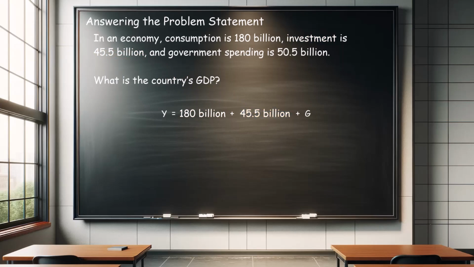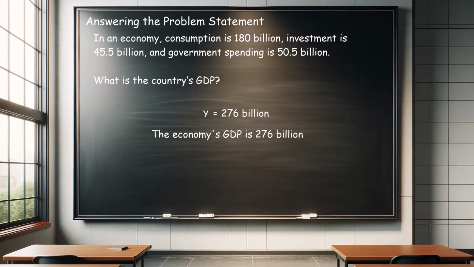Fourth, from the problem statement, substitute the value of government spending into the equation. In the problem statement, the value of the government spending is 50.5 billion. So substitute it into the equation for G. Fifth, add all the values together on the right side of the equal sign. The sum of consumption 180 billion, investment 45.5 billion, and government spending 50.5 billion is 276 billion. So the country's GDP is 276 billion.